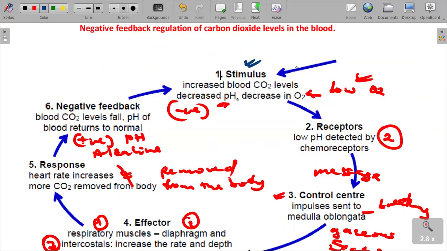Starting from number one that is given here, we have a stimulus. By stimulus, we are talking about any condition or effect that might cause an increase in carbon dioxide. Increased blood carbon dioxide levels decrease the pH and also decrease oxygen availability. That is number one.